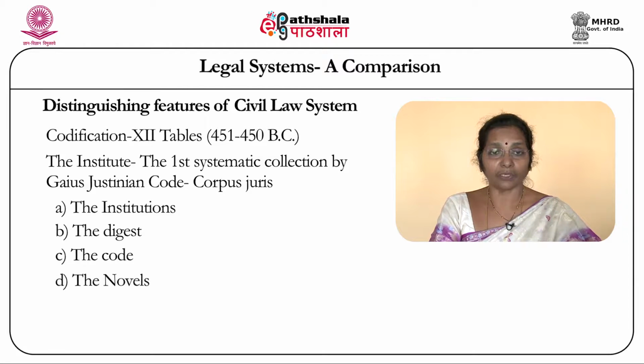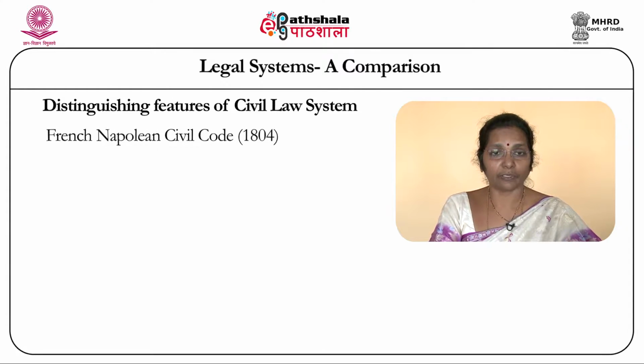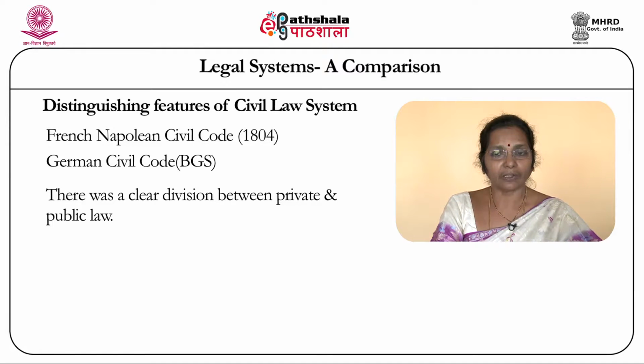And also we hear about the French Napoleonic Civil Code and the German Civil Code. So, what we understand is that codification is a peculiar and distinguishing feature of the civil law system. And another point we have to remember is that in the civil law system, there was always a clear division between private law and public law. The hierarchy of the courts that have been constituted have exclusively been dealing with the private law of the people, and the division is always marked very clearly.